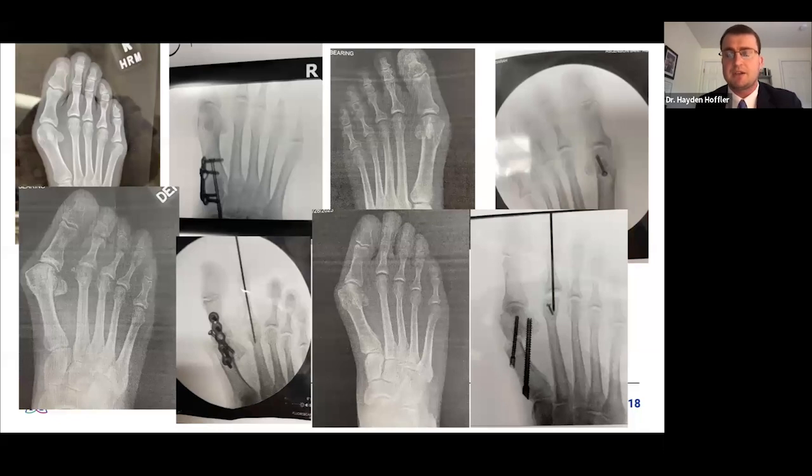And on the right side, we've got some osteotomies. So you can see the difference on the top right. One that just had a mild bunion deformity where just a small shift was needed to correct. And you can see just one screw was needed there. And that was an open incision.